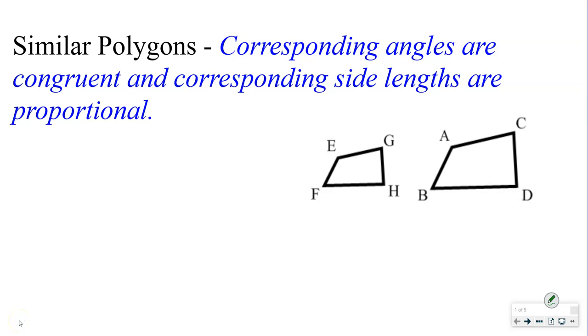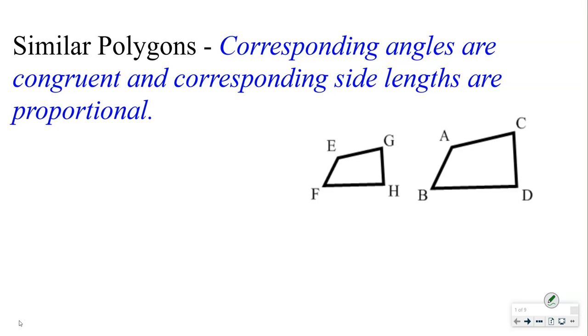All right, class, section 6.3, similar polygons, using similar polygons. So what are similar polygons? It's when you have corresponding angles that are congruent and corresponding side lengths that are proportional.